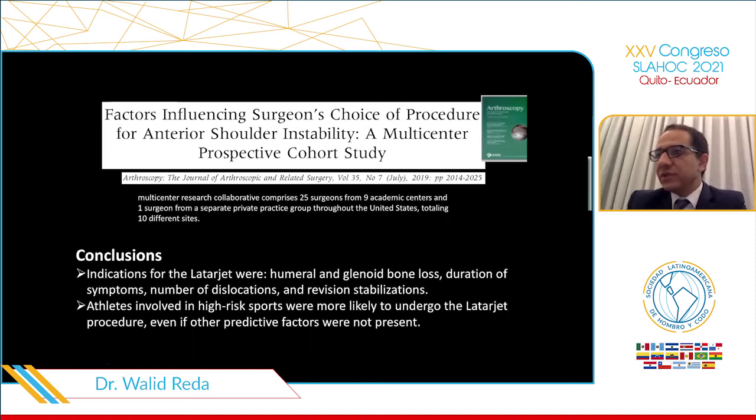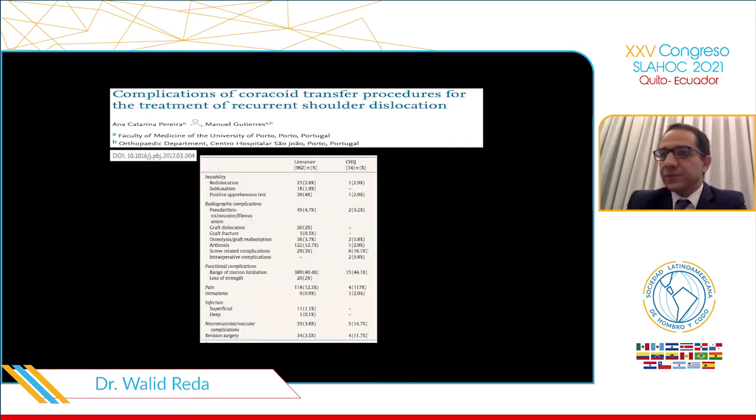Another multicentric study of 26 surgeons from the United States advised that the indications of Latarjet are not only glenoid and humeral head defect, but also duration of symptoms, number of dislocations, and revision stabilization. The complications of Latarjet procedure are summarized in this table and are mainly due to technical error during surgery. The most important are graft fracture, graft resorption, non-union, and arthritis.